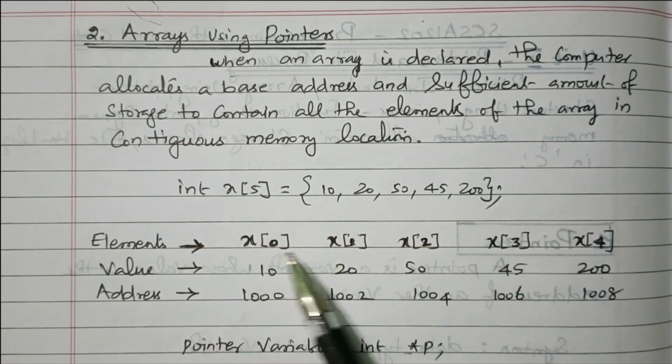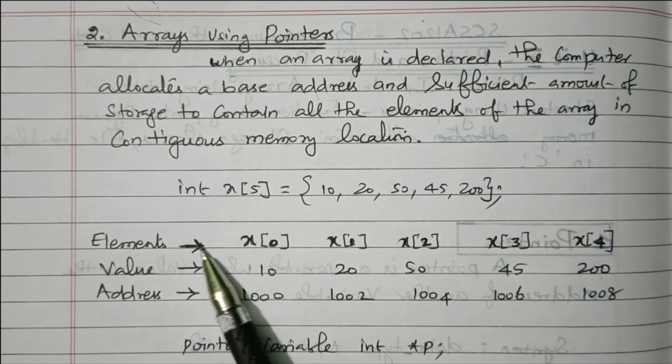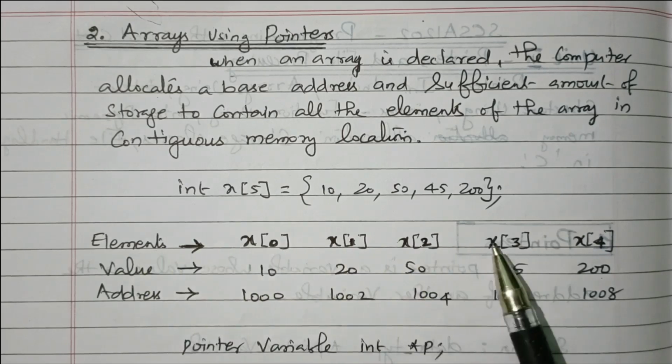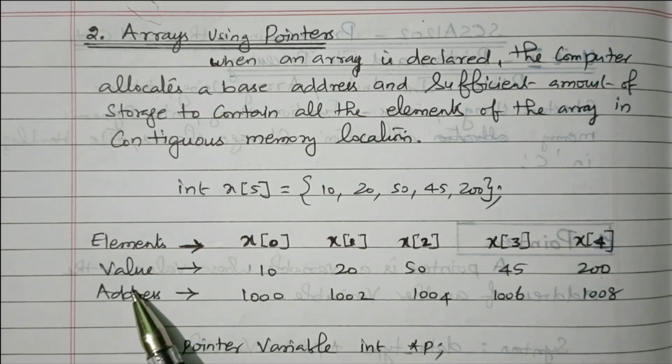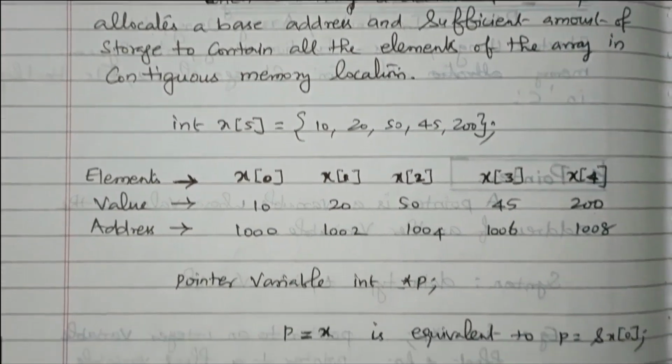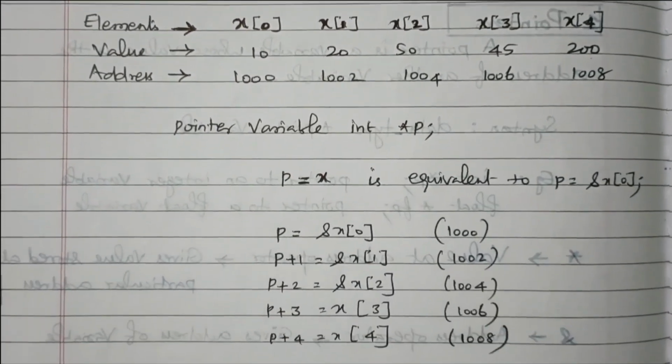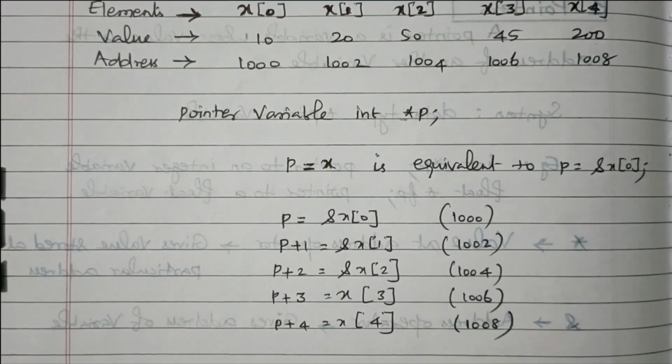Right. How will it be stored in the memory location? See, these are the elements x[0], 1, 2, 3, 4. The values are 10, 20, 50, 45, 200. So they are located at the addresses 1000, 1002, 1004, 1006, 1008. Earlier we discussed only one variable; here it is an array, a set of variables. So this is how the set of variables is stored in the memory location. Now we'll see how to access, how to refer to this.